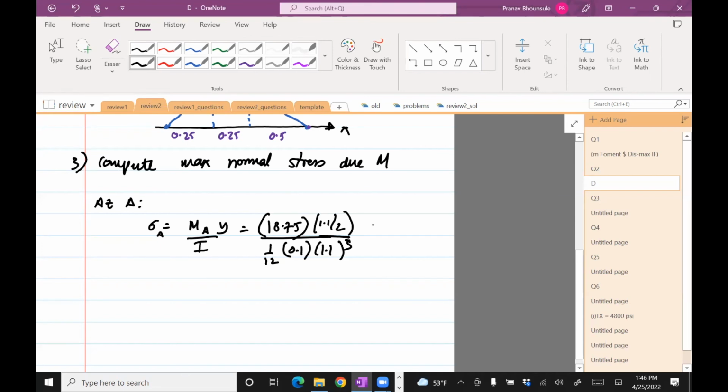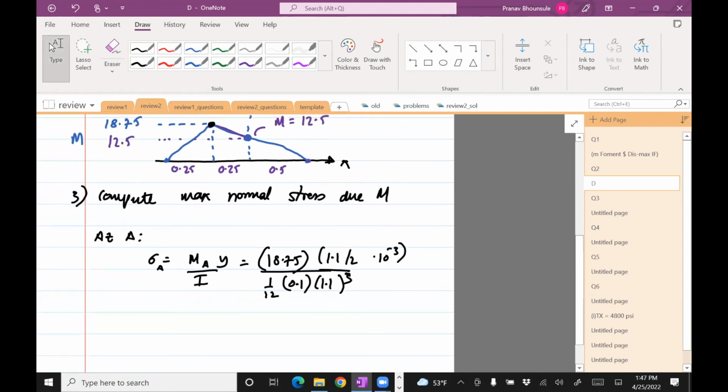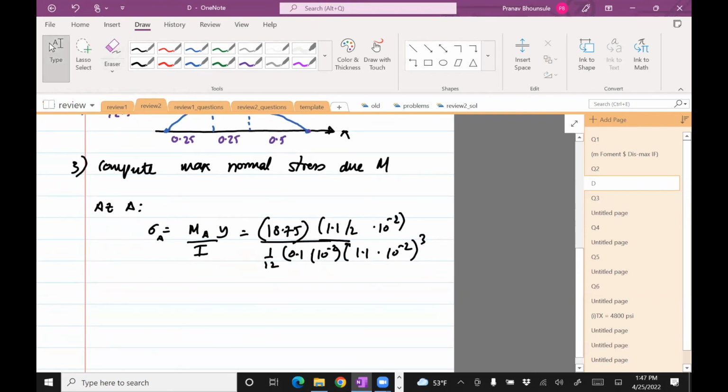And then you have to convert this. So you just write it down and convert it: 1.1 divided by 2 times 10 raised to -2, because we're converting centimeters to meters. Same thing here, -2: 1.1 times 10 raised to -2, cubed. So this comes out to be 929 MPa. Okay, so that's the stress.